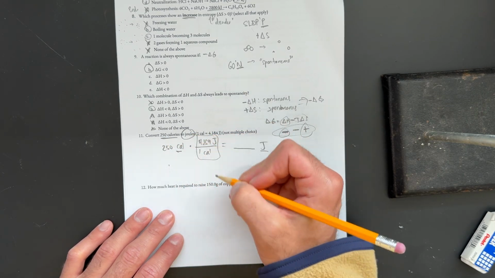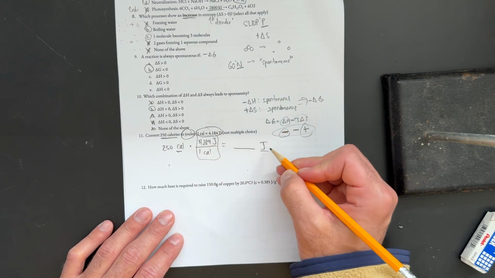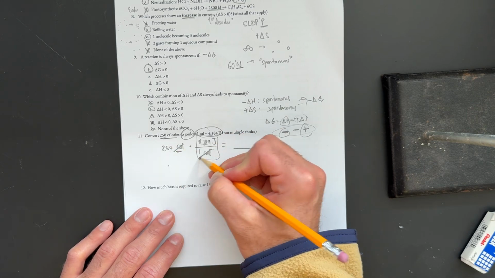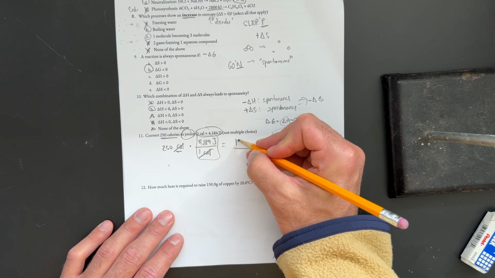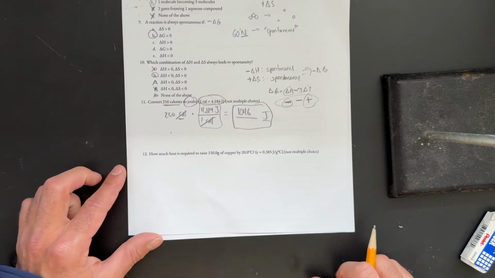And so then we multiply by a fact in fraction form. This is our fact. We put it in fraction form. We put the unit that we want on top, and the unit that we want to get rid of on bottom. Calories cancel, and you will be left with 1046 joules. There you go. So please make sure you know how to convert units.